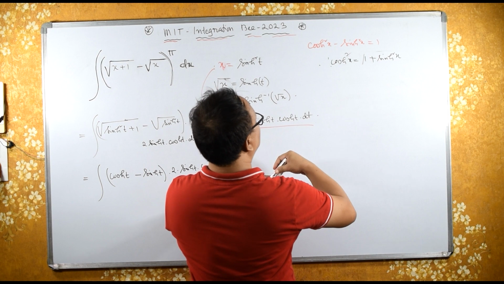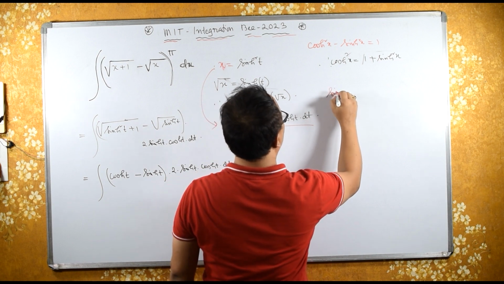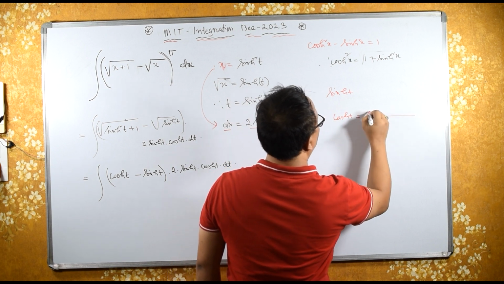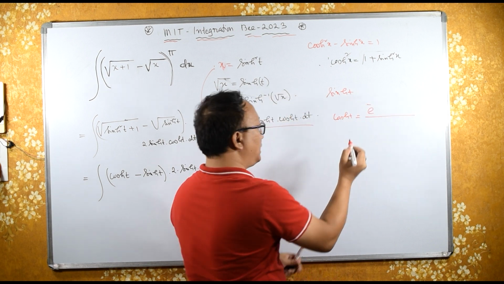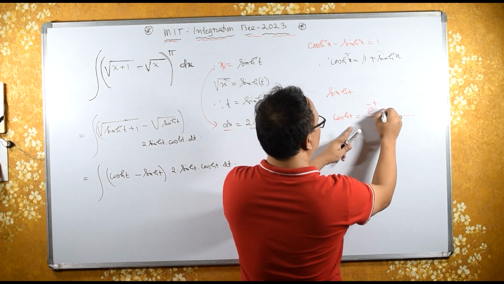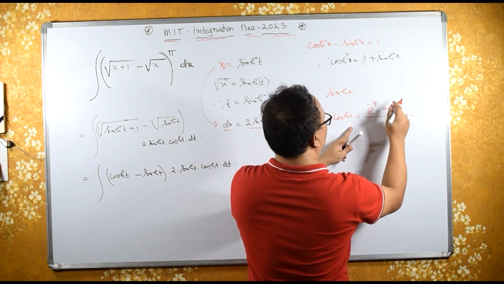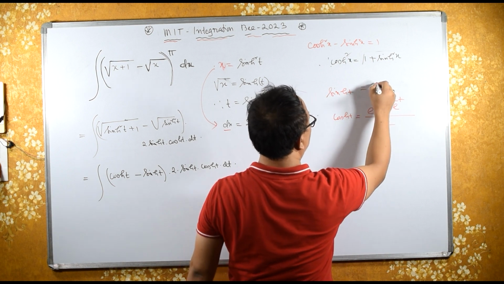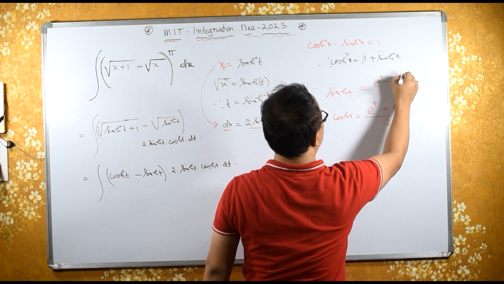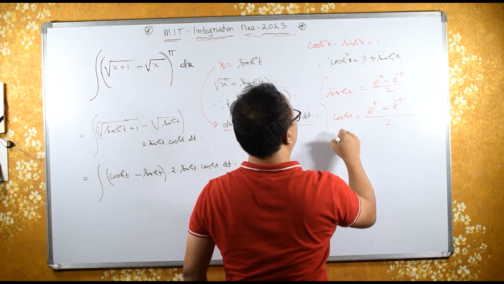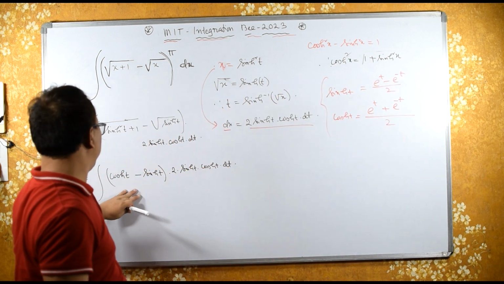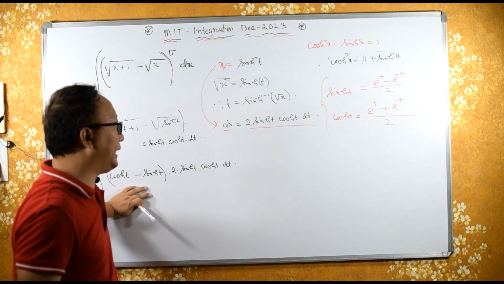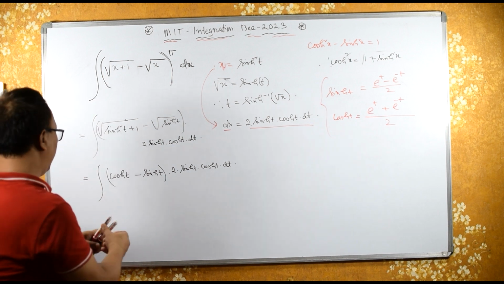We have this formula: cosh t is e raised to t plus e raised to minus t upon 2, and sinh t is e raised to t minus e raised to minus t upon 2. Let's use this over here, use everything and see what terms we can get cancelled.